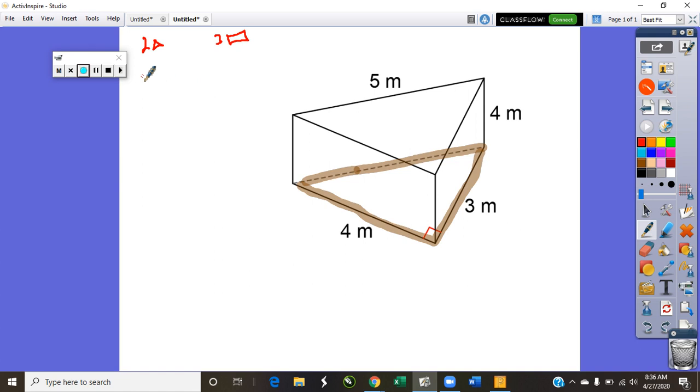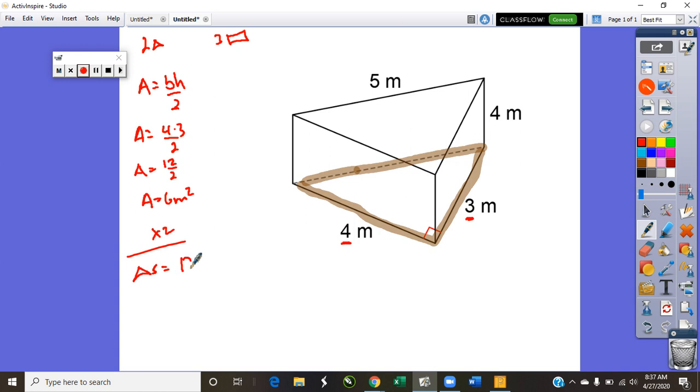Okay, so I've got area equals base times height divided by 2. So area equals, what's the base of this is 4, and the height is 3. And again, it's going to be the same for this one up here. Okay, so 4 times 3 divided by 2. And just like the last one, we have 12 divided by 2. So the area of this is 6 meters squared. And times 2, because there's 2 triangles. So the triangles equal 12 meters squared. Okay, we're done with the triangles.